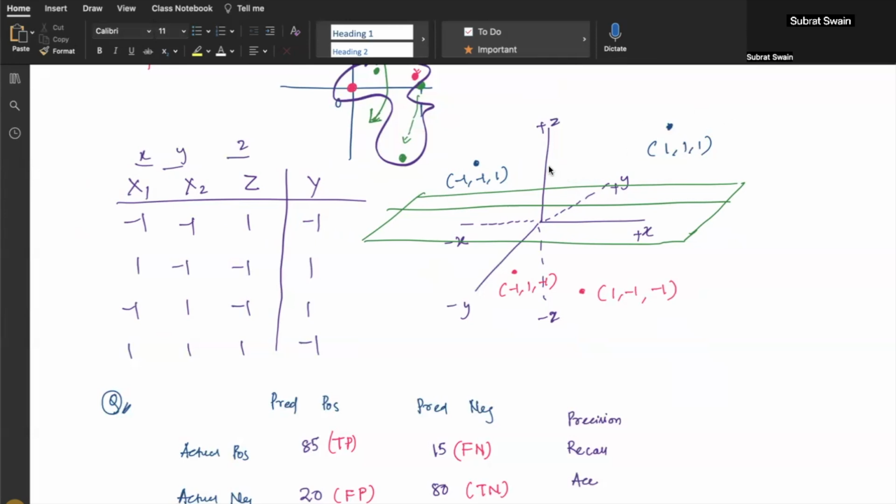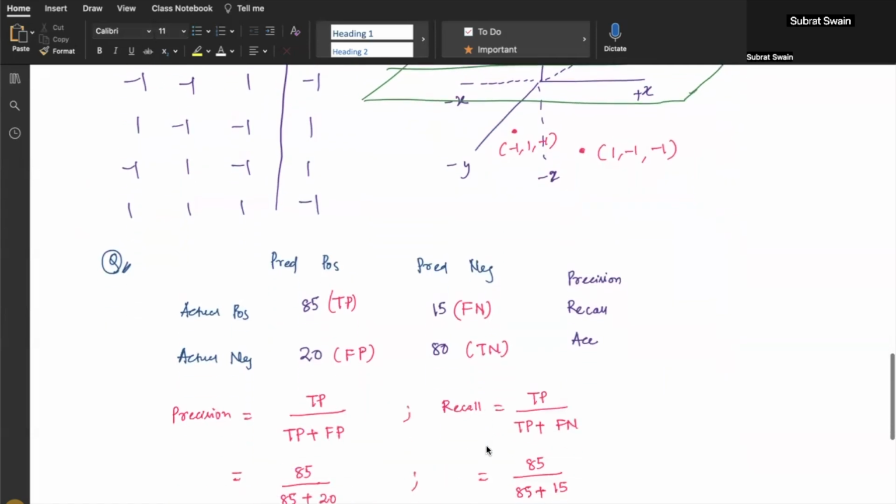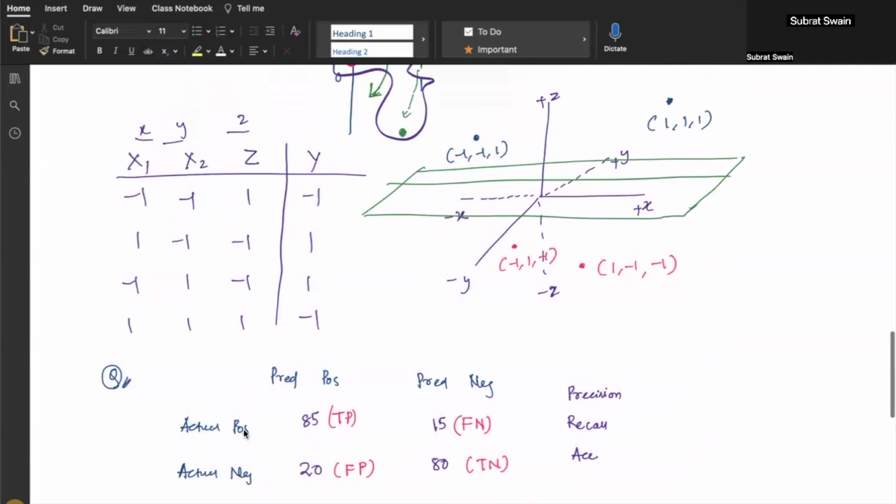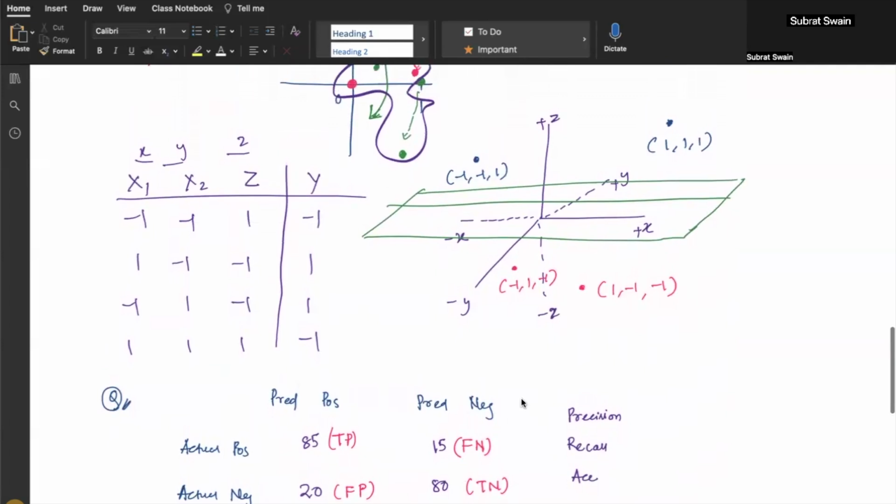Okay, so this is the last question I'm going to discuss. This is very simple. We have the true positive. If the data is actually positive and we predicted it as positive, it is called true positive. If it is actually positive but predicted as negative, it's called false negative, because it is falsely classified as negative. Then we have false positive, which is actual negative but classified as positive. We have true negative, that is actual negative and we classified it as negative.